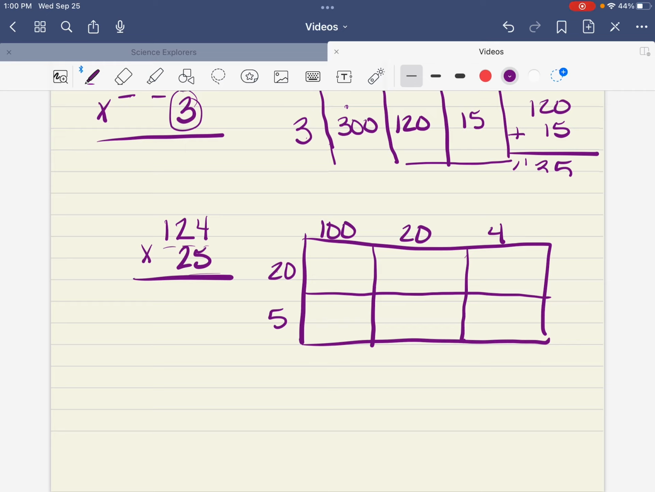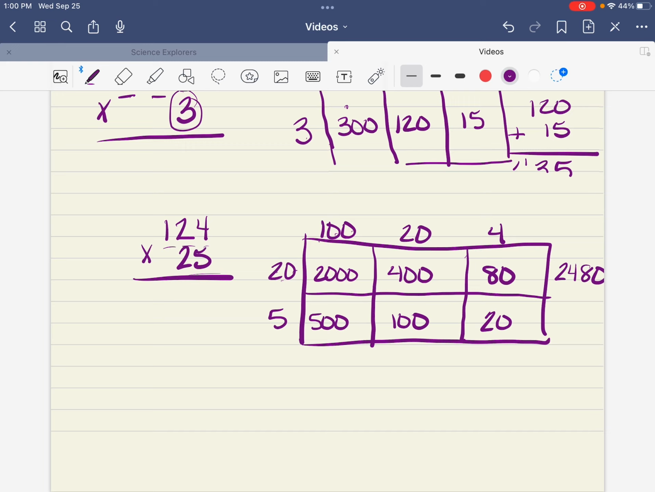Okay, so you have an answer. Let's see if you got it right. 2 times 1 is 2. We have 1, 2, 3 zeros. So we have 2,000, 20 times 100. The next box, we have 20 times 20. So 2 times 2 is 4, and attaching those 2 zeros. And then 20 times 4 is 80. On the second row, I have 100 times 5, so 500. 5 times 20 is 100. And 5 times 4 is 20. Okay, so 2,480 on top. And again, you can add this any way you want.